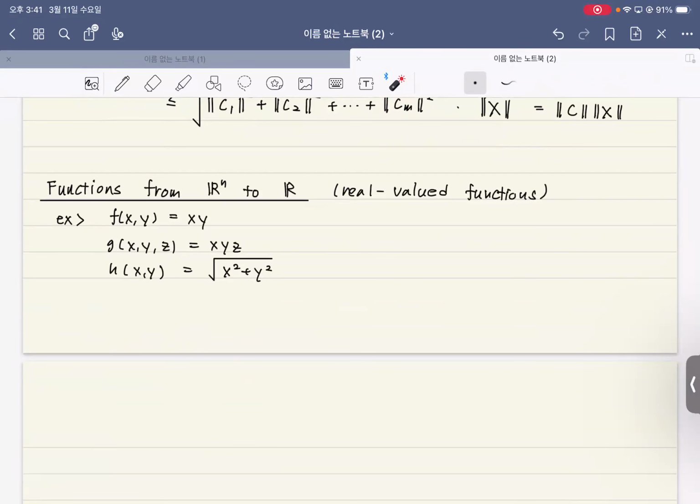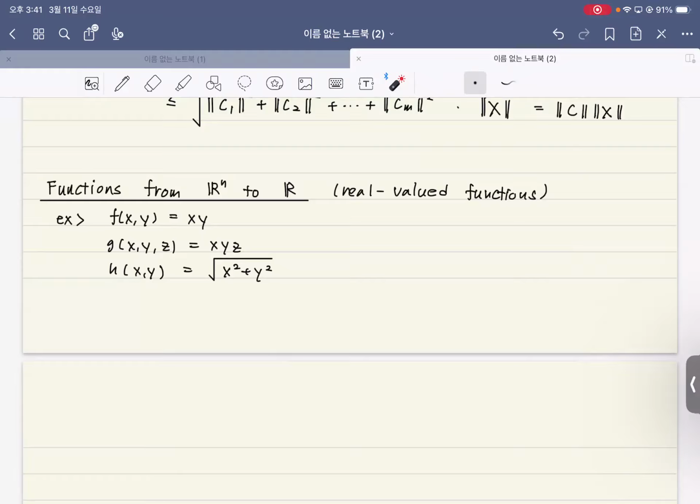What is the best way to understand a function? When you're a high school student, the best way to understand any real valued function is to draw the graph, right? If you can draw the graph, then you've kind of understood the function. In our case, we are still trying to draw the graph of these real valued functions. But drawing the graph of a real valued function is usually impossible.